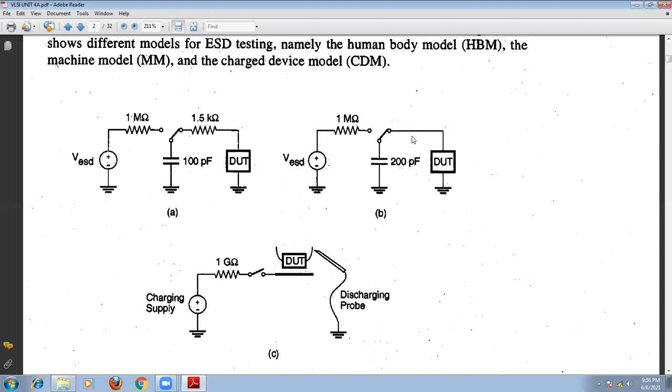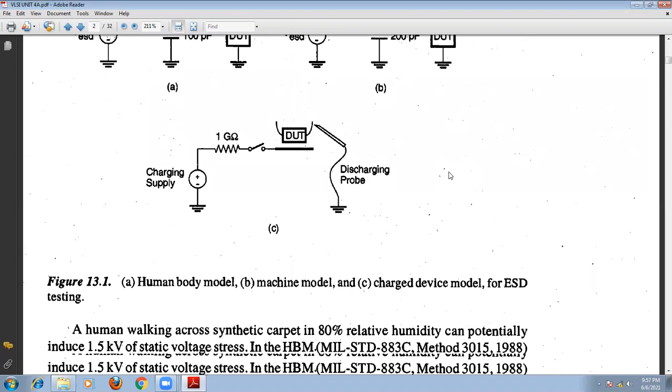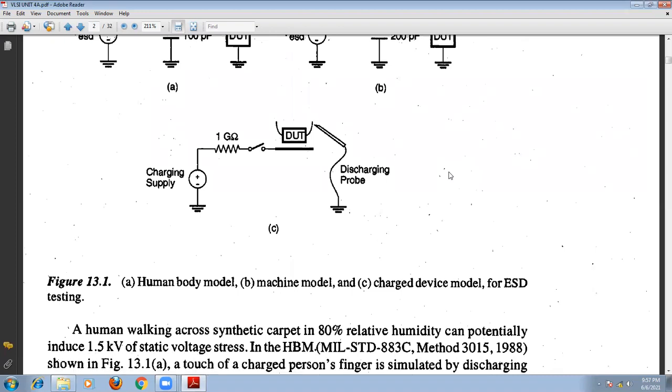So we require some protection circuit in order to protect the device from the human body model and also from the machine model. Now, similarly, we have a third one.